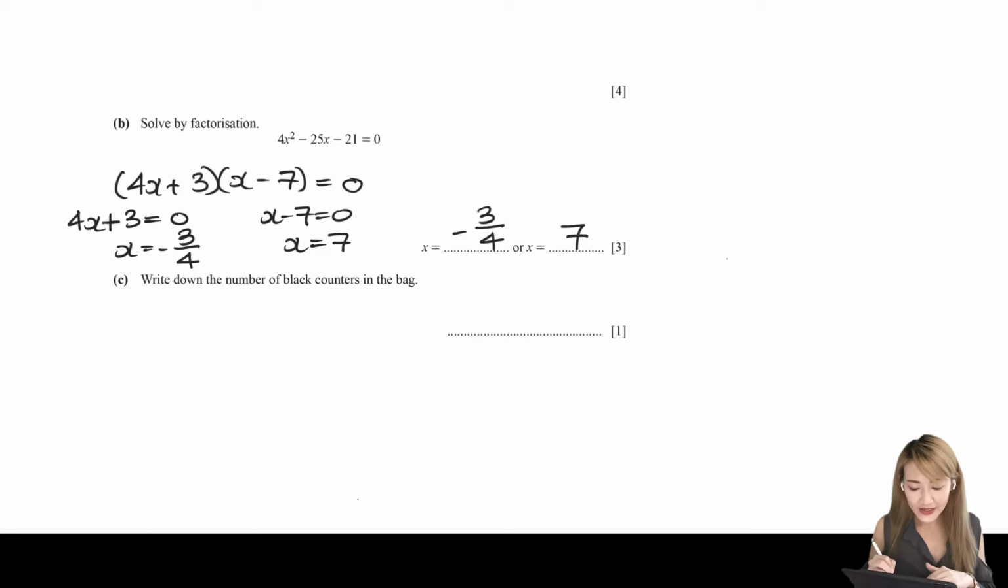C. Write down the number of black counters in the bag. So from the first part of the question, x represents the number of black counters in the bag. But we solved for x and we got 2 values. So which one is it?